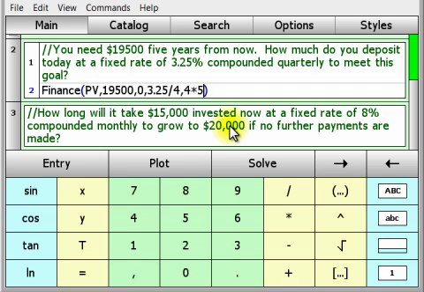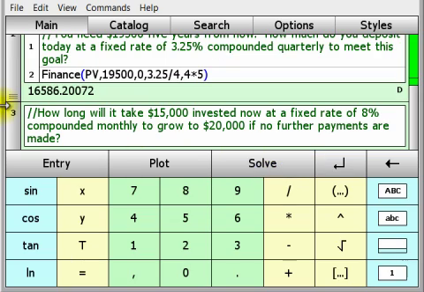All right, so that should be set up correctly. At this point, we can hit solve. And that says that you should deposit $16,586.20 now in order for it to grow to $19,500 5 years later. All right, finally our third and final.